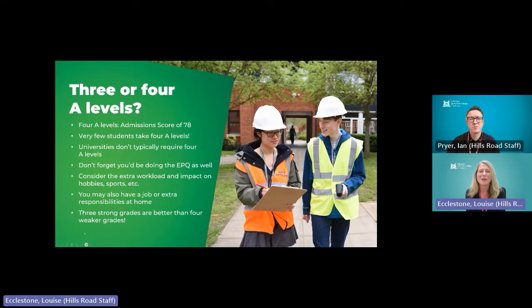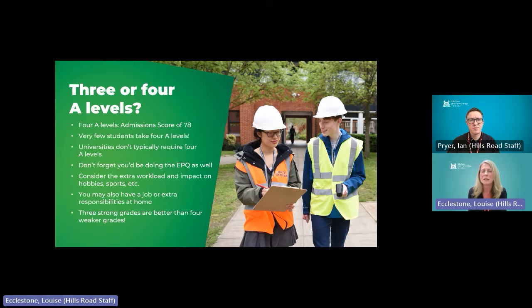Now, again, a question that comes up an awful lot. Should I be taking 3 or 4 A levels? So I think that just to frame this to begin with, this is really around taking 4 different subjects. If you're taking further maths, that is classed as a 4 A level because you have to apply for maths and further maths together. But it's for those of you out there thinking, I'd like to take 4 separate A levels. You need to bear in mind that, first of all, it does have a much higher admission score of 78. The number of students that take 4 A levels at the college is well below 10%. In fact, it's much lower than that.